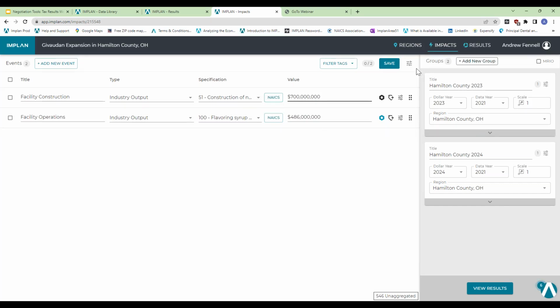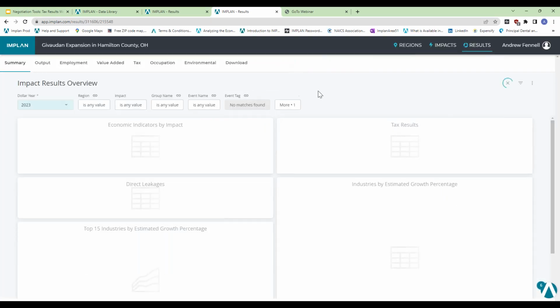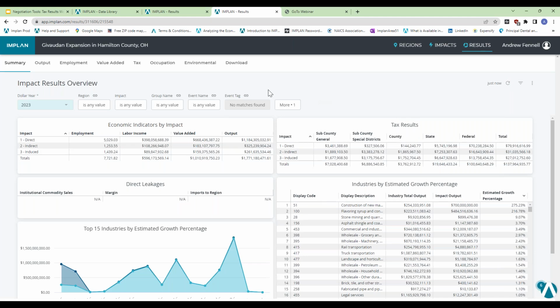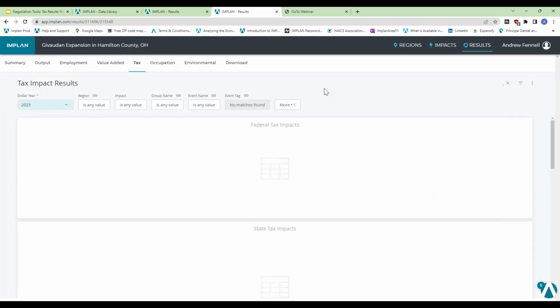I've put in my construction event into Hamilton County, and I've also put another operations event of that output into Hamilton County for 2024, a speculative estimate on how to build a $700 million manufacturing facility. But for this example, let's take a look at the results. Now, why we would want to do this is perhaps we were looking to Hamilton County as a new area to move. And I'll go into the tax results here.